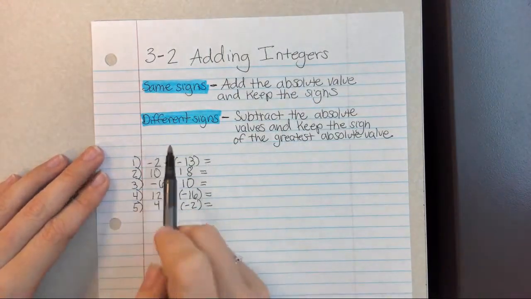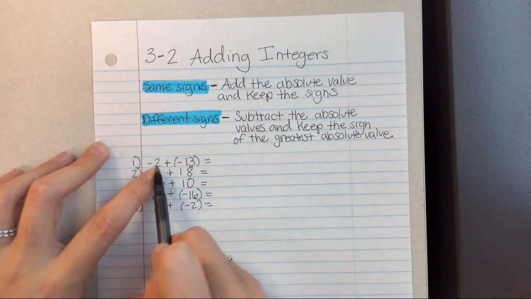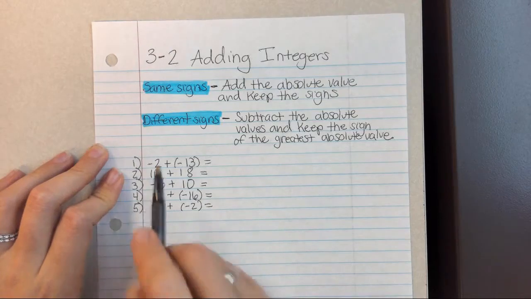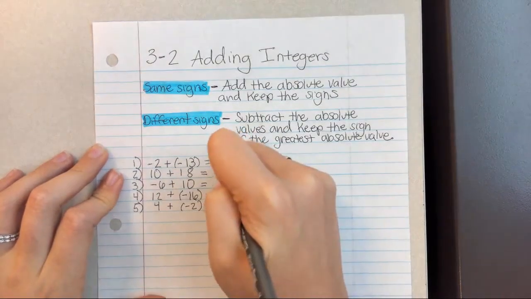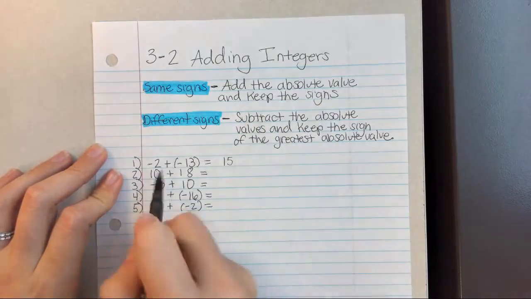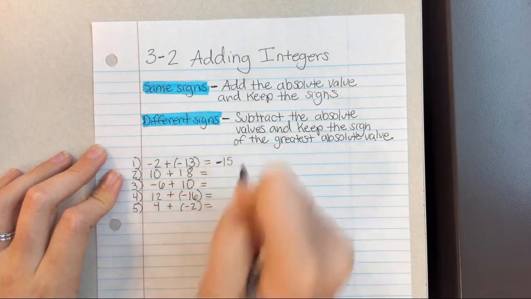So basically what that means is forget the sign out front right now. Just look at the number, 2 and 13. Add those two numbers together. 2 plus 13 is 15. And then it says keep the sign. Since they were both negative, it's going to stay negative.